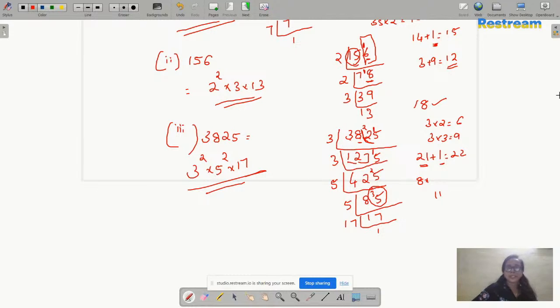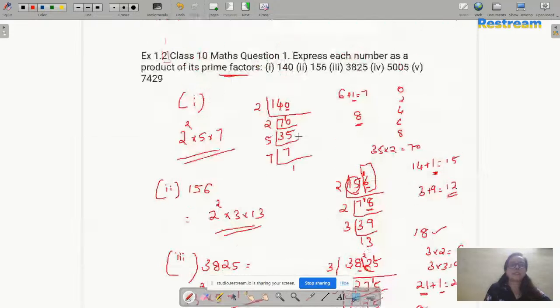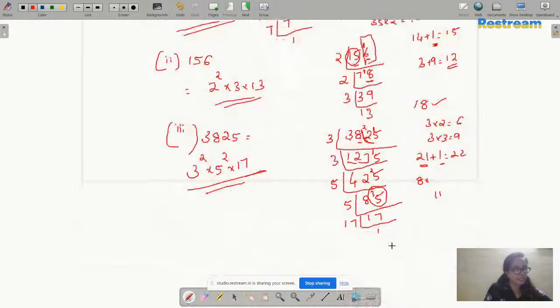Okay. Now shall we? You are asking about the difficult question, right? What is the difficult question? Let me check. 7429, right? So 5005 is actually, what is the 5005? That is 5 into 7 into 11 into 13.